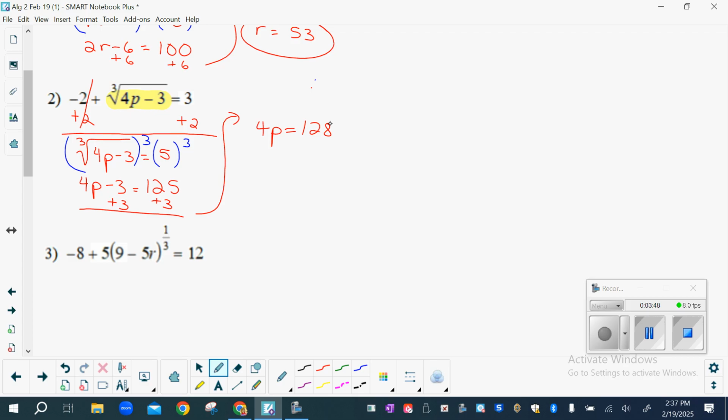So now we're going to divide both sides by what? 4. So p is equal to this group over here. What is it equal to? 32. Okay, number 3.